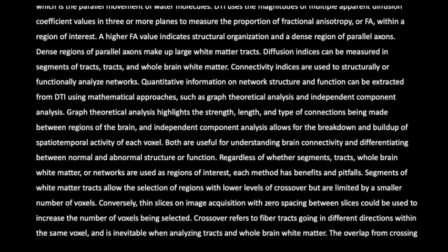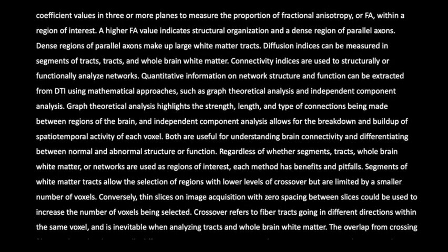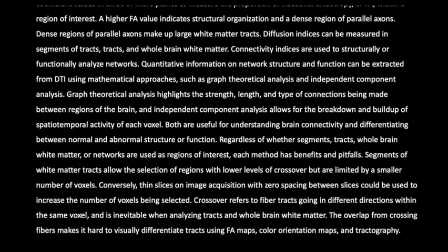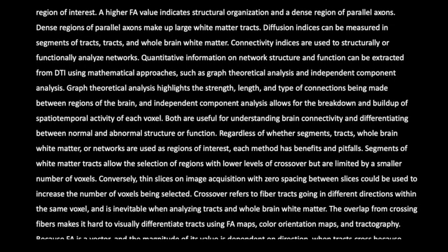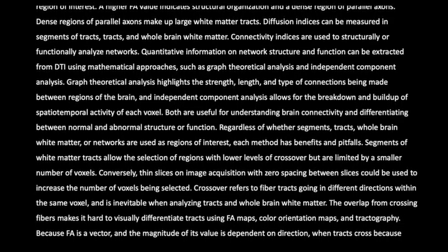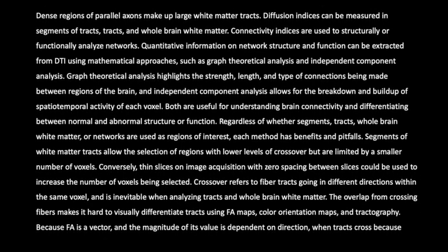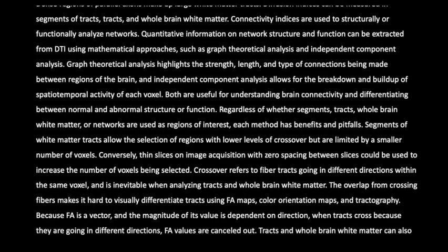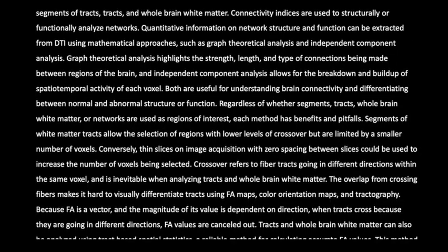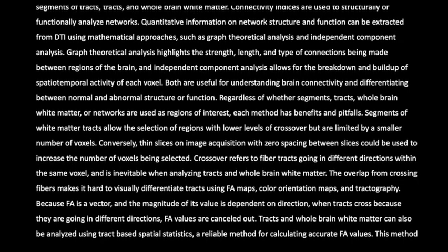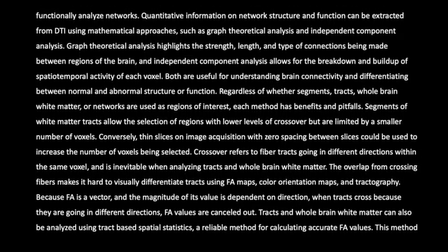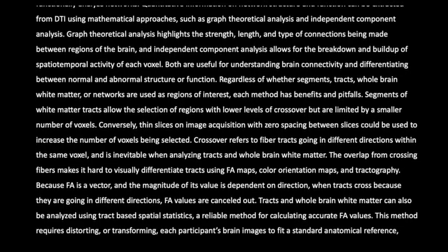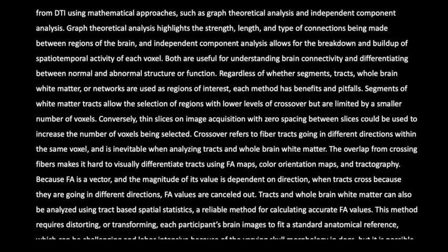Connectivity indices are used to structurally or functionally analyze networks. Quantitative information on network structure and function can be extracted from DTI using mathematical approaches, such as graph theoretical analysis and independent component analysis. Graph theoretical analysis highlights the strength, length, and type of connections being made between regions of the brain, and independent component analysis allows for the breakdown and buildup of spatio-temporal activity of each voxel. Both are useful for understanding brain connectivity and differentiating between normal and abnormal structure or function.